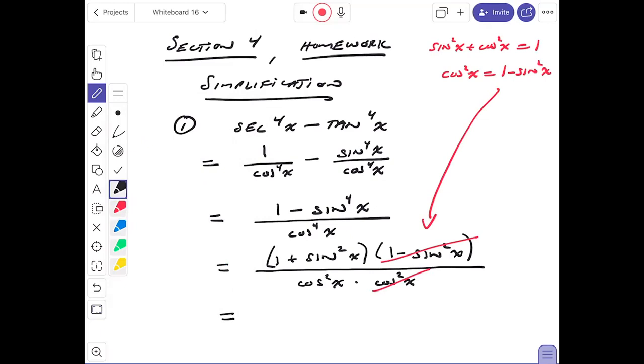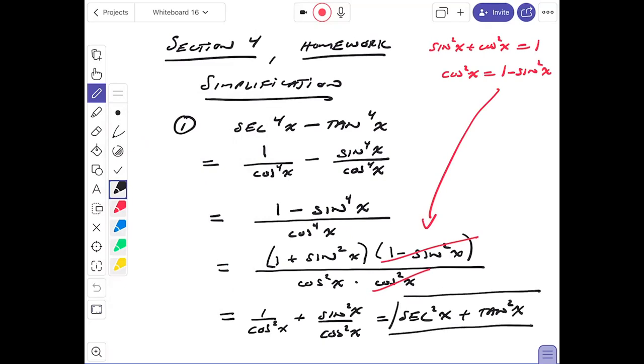I'm going to go back and I'll write it over again for you. It's going to be 1 over cosine squared x plus sine squared x over cosine squared x. What's this thing going to be? Secant squared x plus tangent squared x. Again, I factored it and I simplified it. Let's look at the answer key and see what we're staring at. We're certainly staring at the same thing.